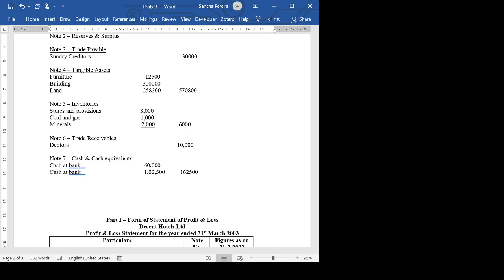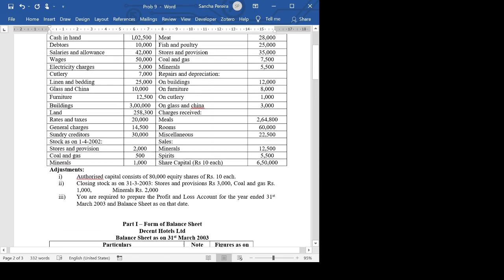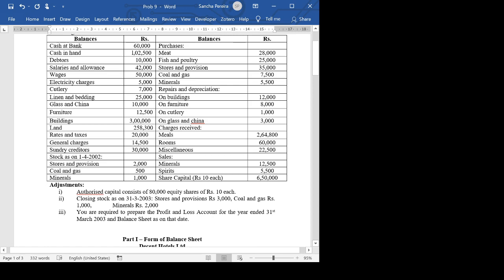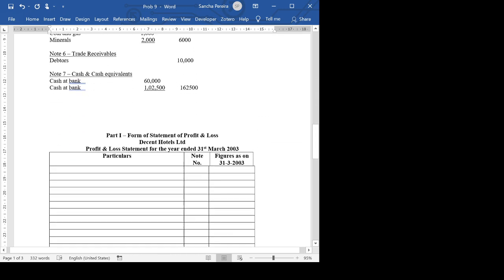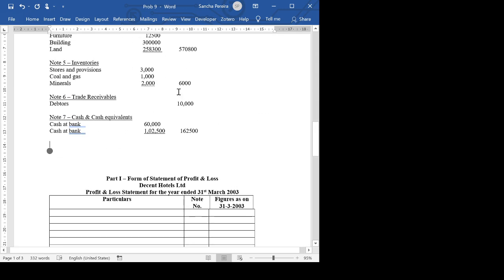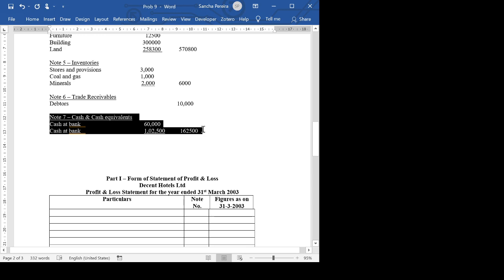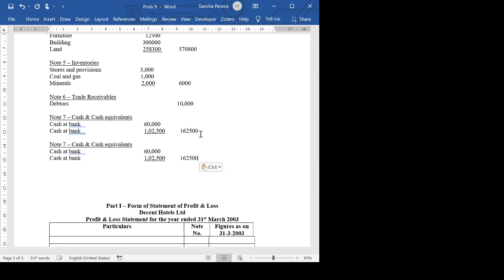Then we have short-term loans and advances. I don't think we have anything under this. That we have only in the next problem. Short-term loans and advances, there's nothing here. And the last thing is other current assets. Here we have some items, other current assets, note 8.